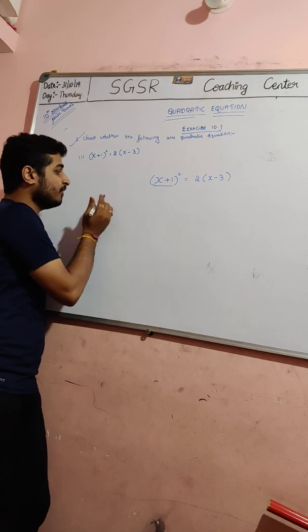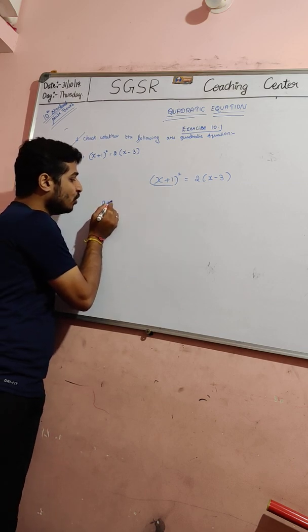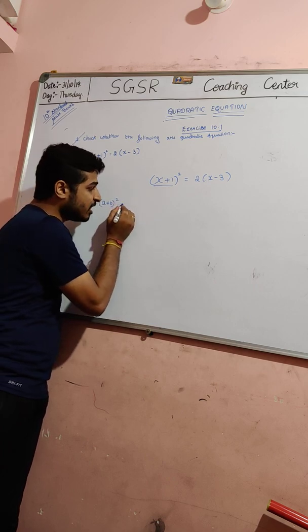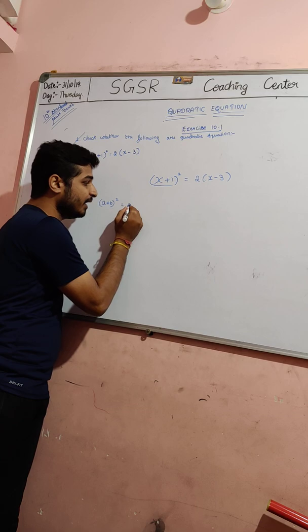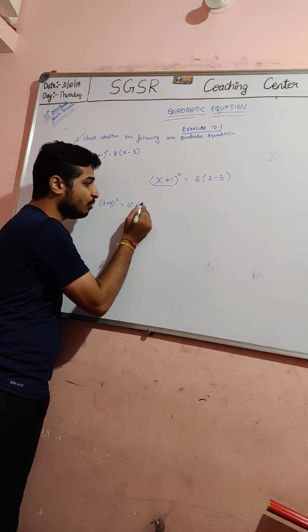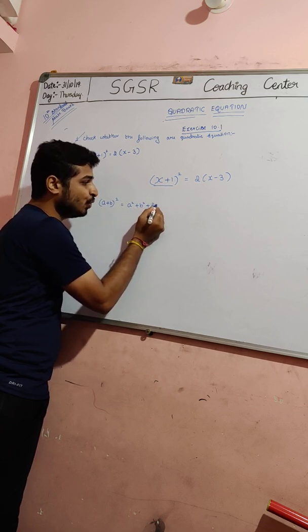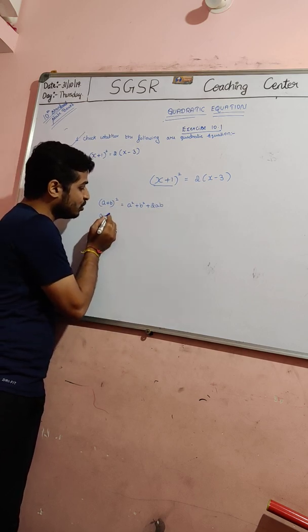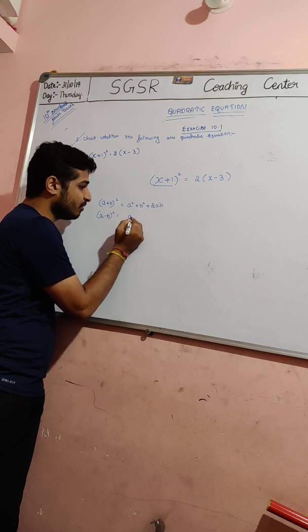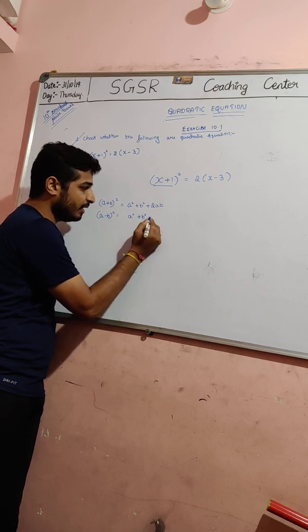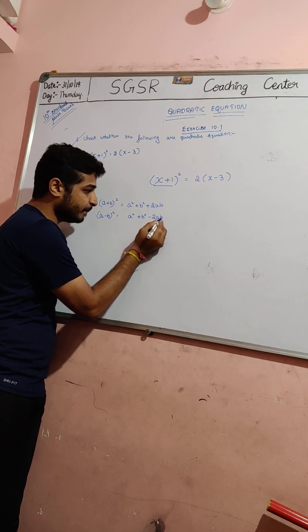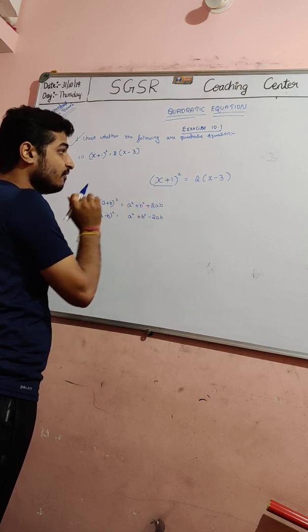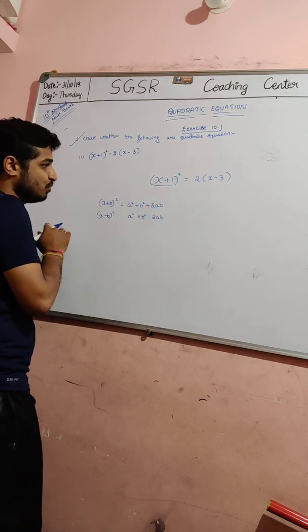It is in the form of (a plus b) whole square. So what is (a plus b) whole square? (a plus b) whole square is equal to a square plus b square plus 2ab. Next, (a minus b) whole square is equal to a square plus b square minus 2ab. Now (x plus 1) whole square is in the form of (a plus b) whole square.